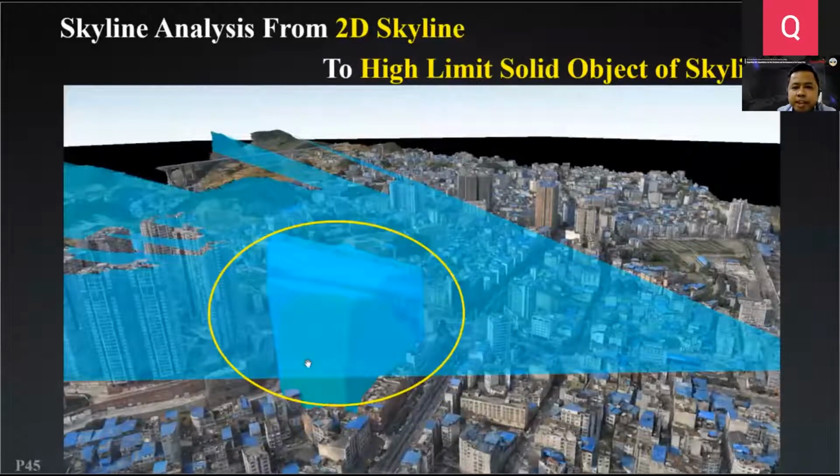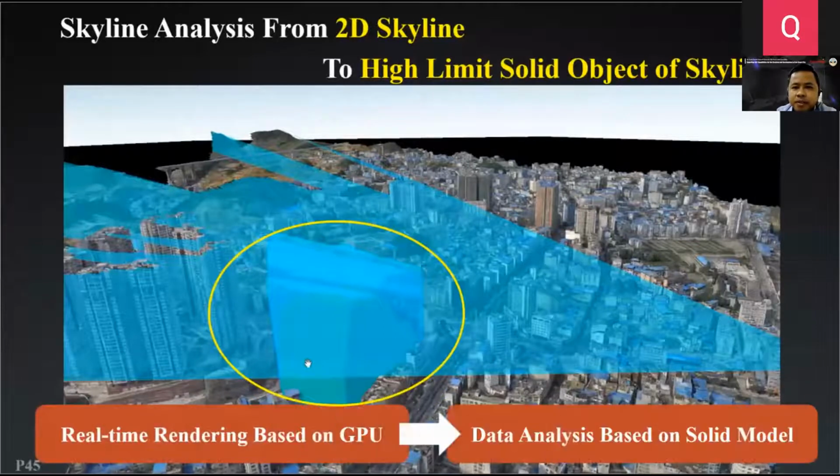This is the same example. We can do a skyline analysis from 2D skyline to high limit the solid object of skyline.